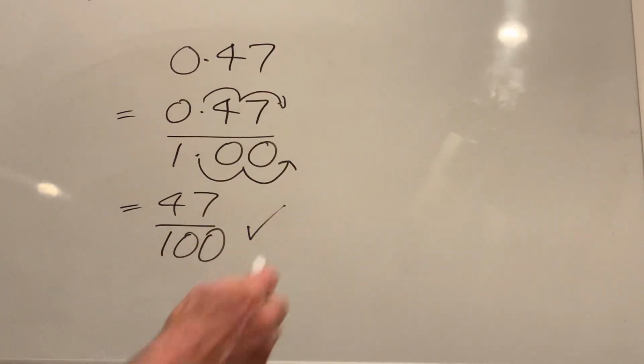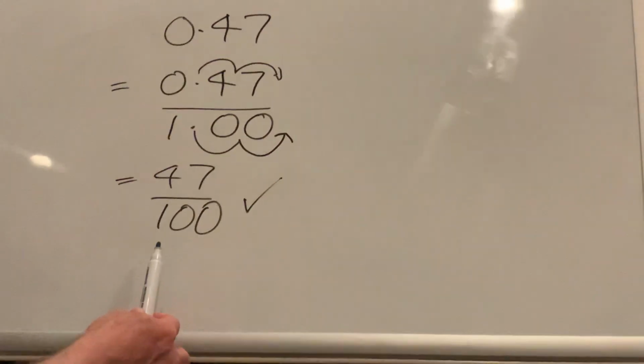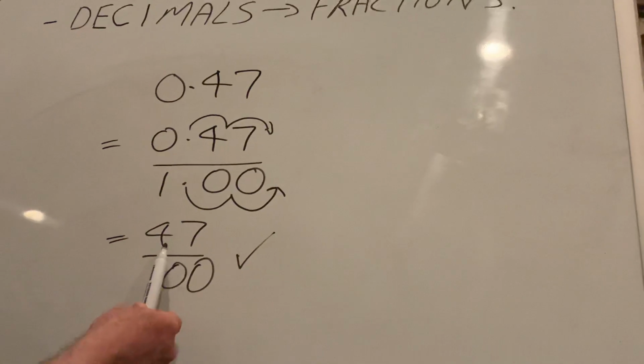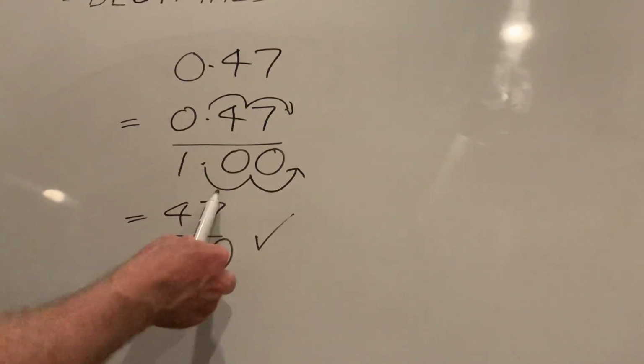And that's our answer. 0.47 equals 47 on 100. There's nothing that divides evenly into 47 that divides evenly into 100. So that's as far as we can go.